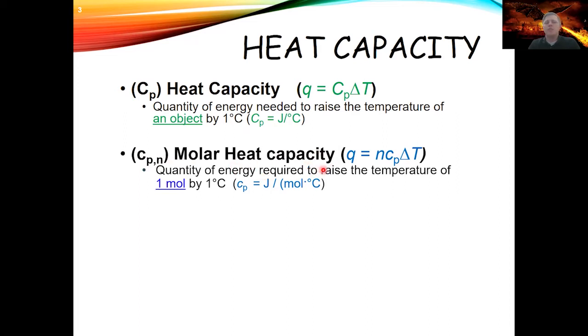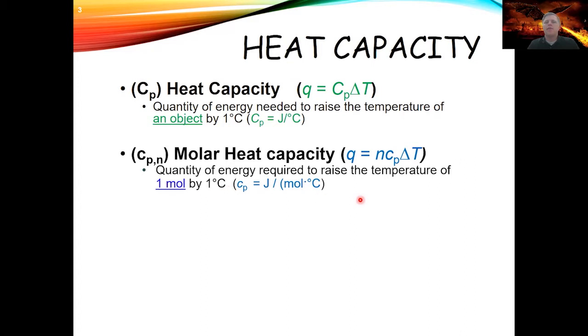But this molar heat capacity relates the heat needed to raise an object by some temperature based on how many moles we have. So the equation for the molar heat capacity is different. In this case, heat equals the number of moles times the molar heat capacity times delta T. So if I have 5 moles, for example, I can multiply that by the heat capacity of a single mole, and now I know how much heat I have to put in to raise the temperature of 5 moles.